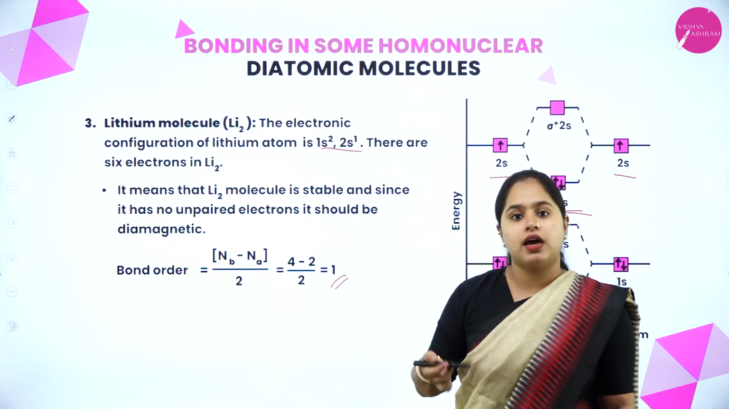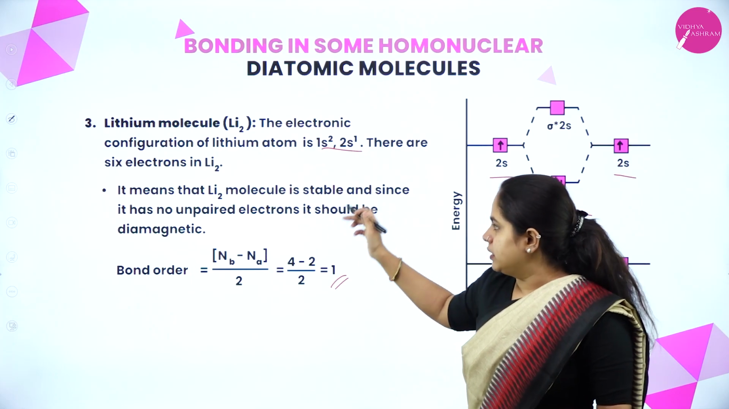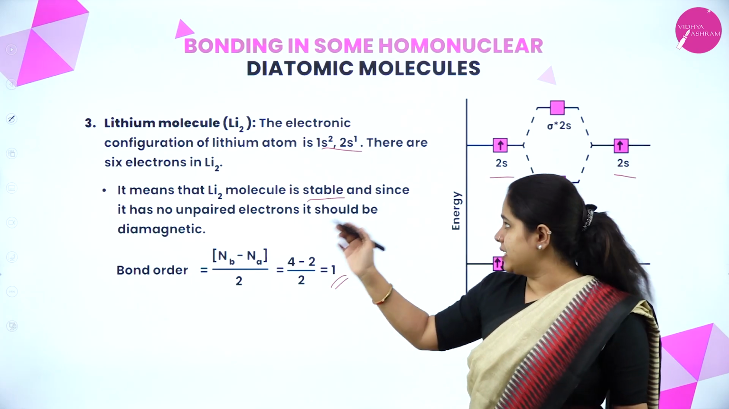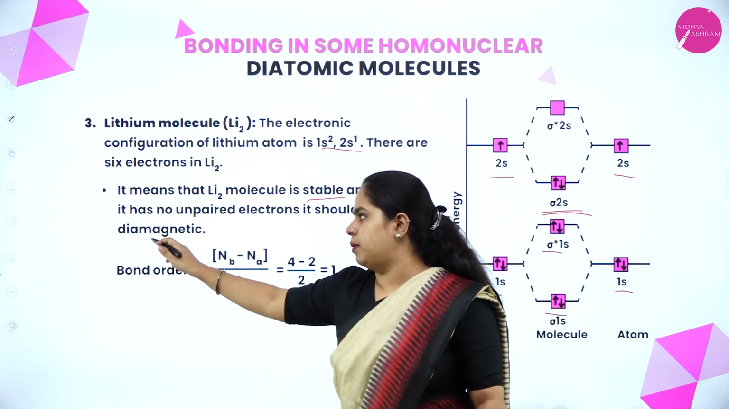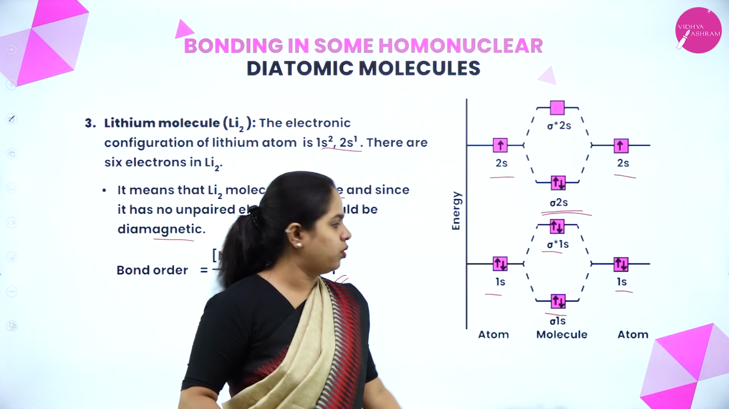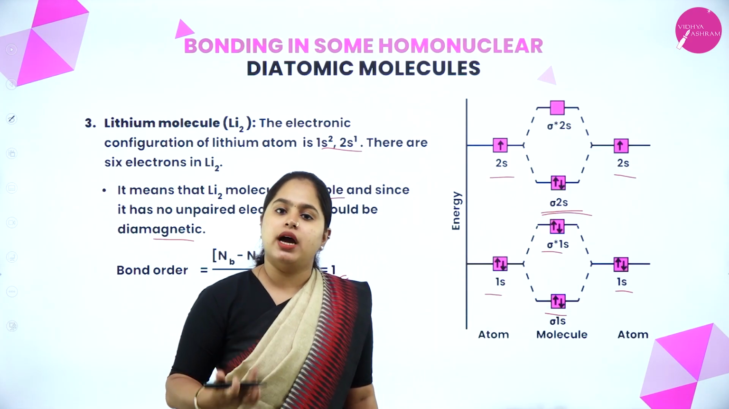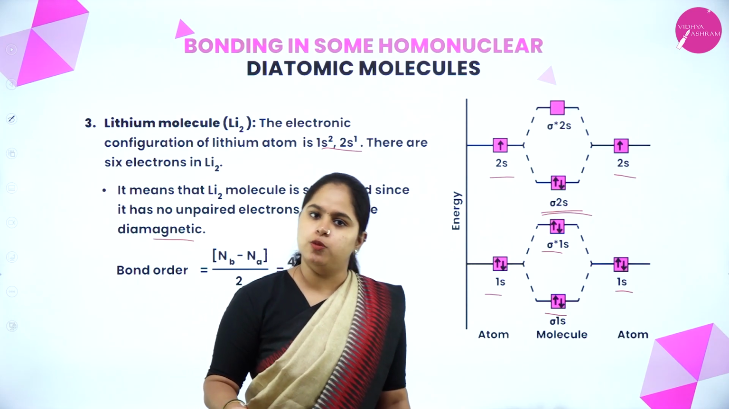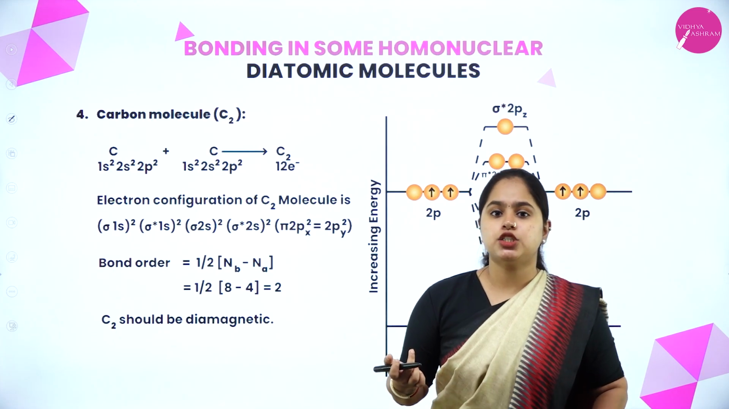So here also we understood that a single covalent bond is present, right? So this means that the molecule is stable, and since it has no unpaired electrons, it should be diamagnetic. That is also clear, right? Are there any unpaired electrons? No, right? Here, here and here, all of them are paired electrons. So that means it is a diamagnetic molecule, right? Clear? Now moving on to the next one, that is the carbon molecule, C2 molecule.